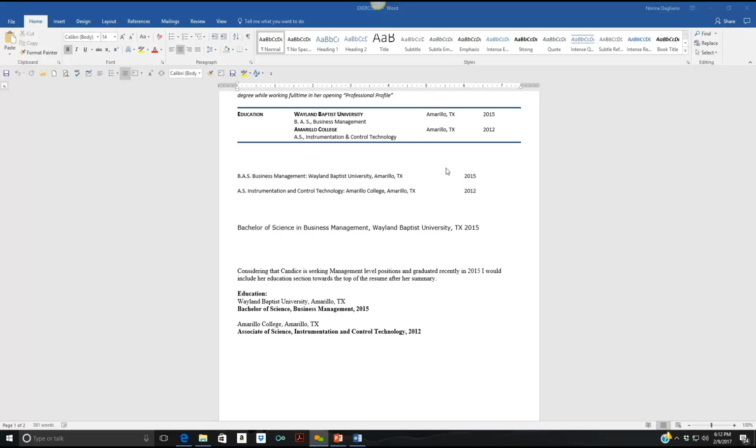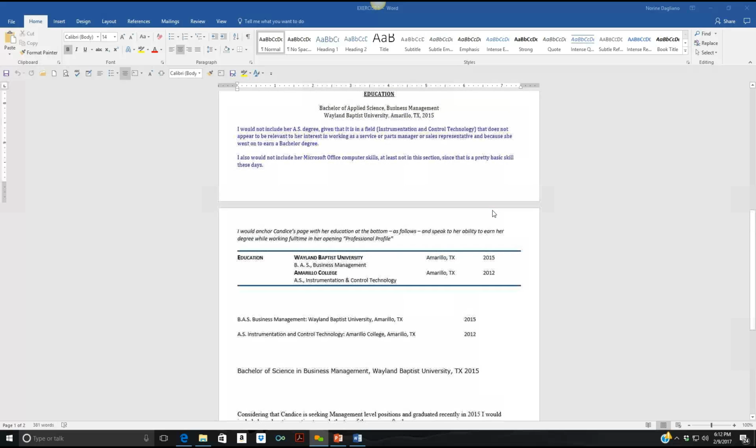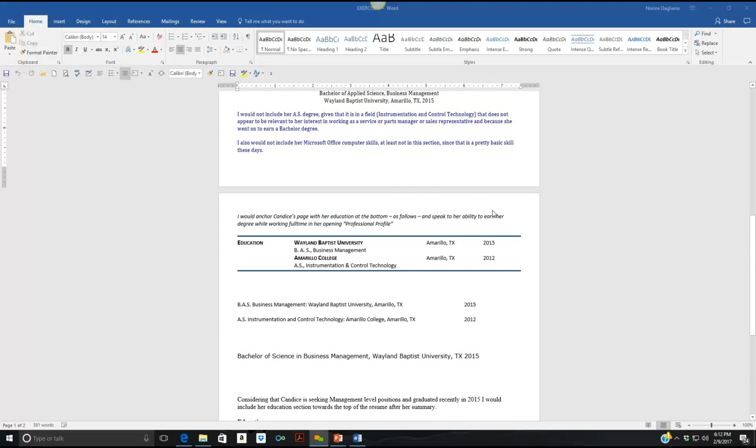Doug, did you have any questions or comments about this? Yeah, I didn't quite understand the one that starts on the second page of your examples, the one that says I would anchor Candace's page with her education at the bottom as follows. I didn't quite get the full layout of the resume where that fits. Okay, so this writer is saying they would create an education section at the end of the resume, and that's where they would put all the details about the education. However, the writer is also saying in the professional profile, top section of the resume under the letterhead.